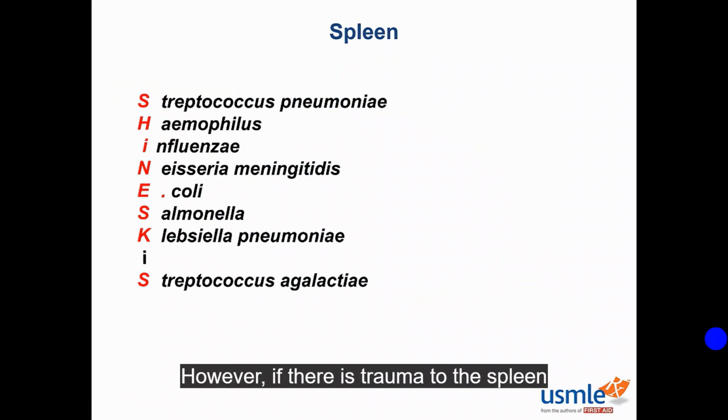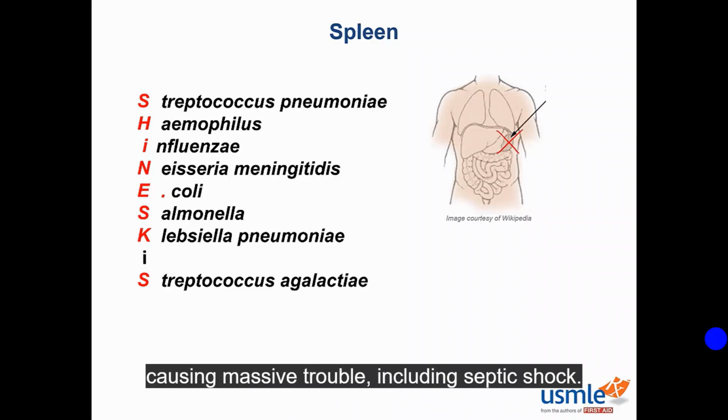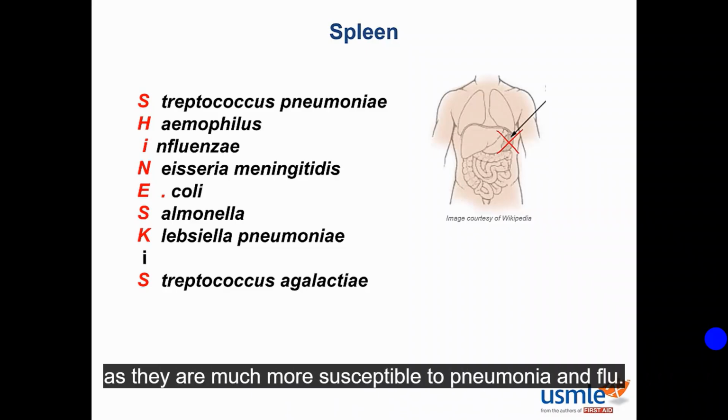However, if there is trauma to the spleen, or someone has sickle cell disease and auto-infarcts their spleen, lack of IgM will allow encapsulated bacteria to proliferate and disseminate throughout the body, causing massive trouble, including septic shock. These patients need to be vaccinated annually as they are much more susceptible to pneumonia and flu.